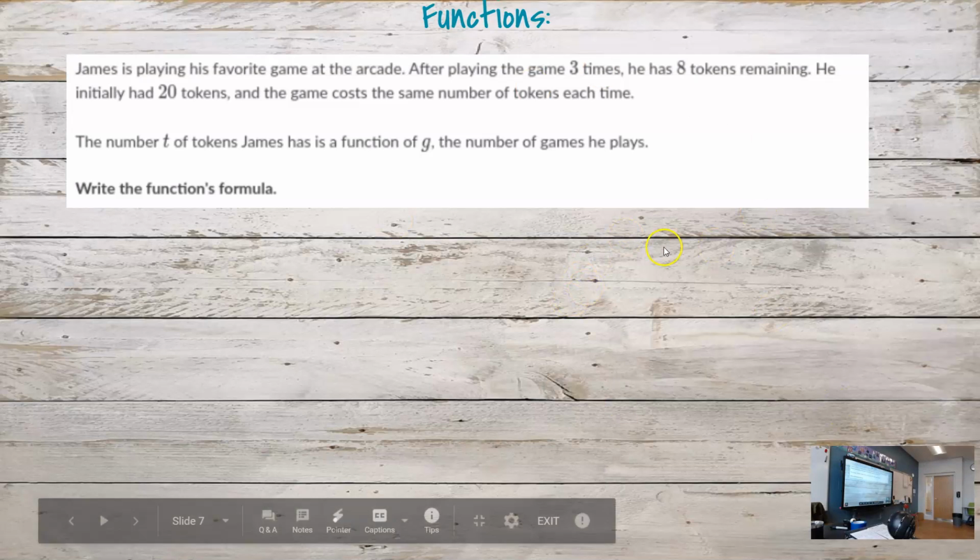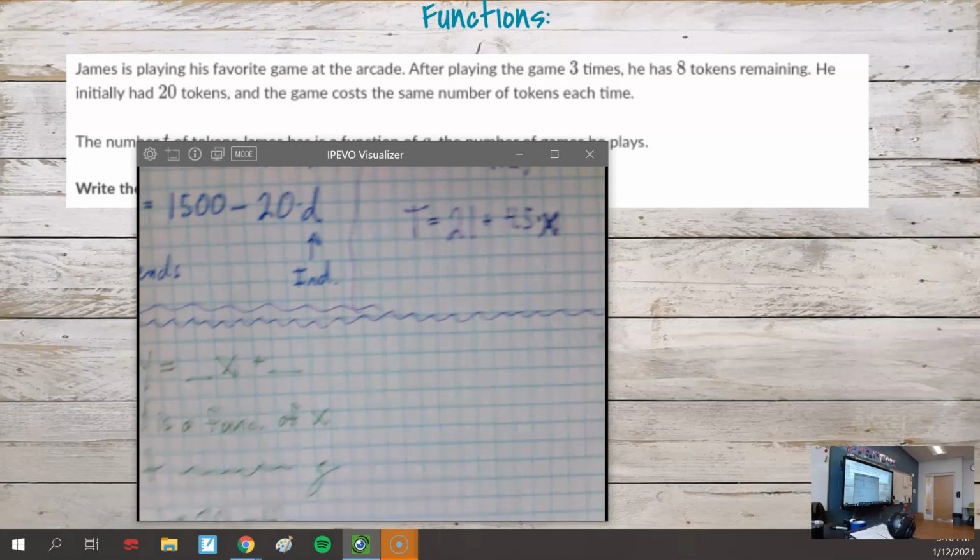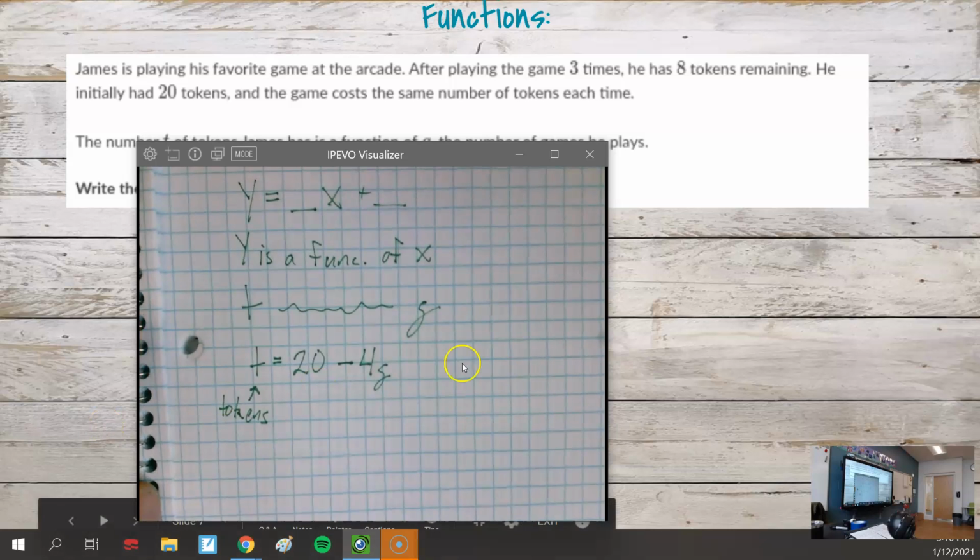Same situation with the tokens, just because I already showed you this on my paper. If you look for the problem with the tokens, he starts at 20. We come to find out when we compute the rate that every time he plays the game, it costs 4.